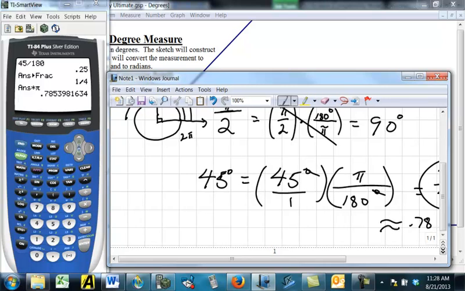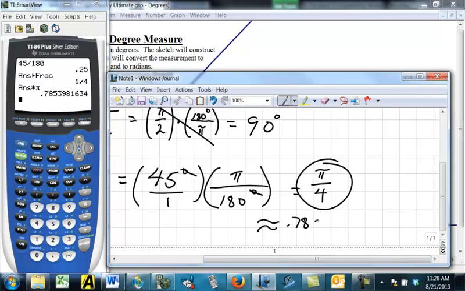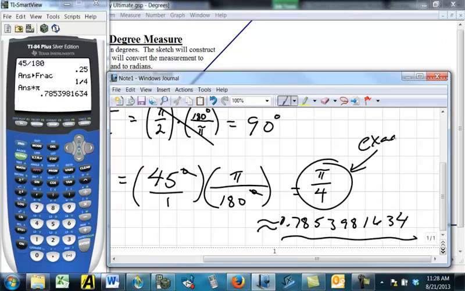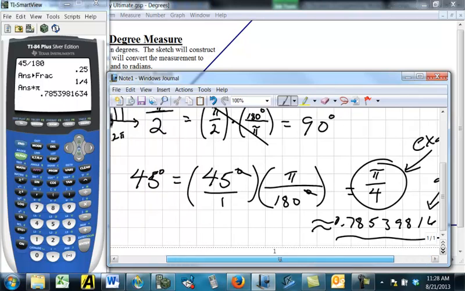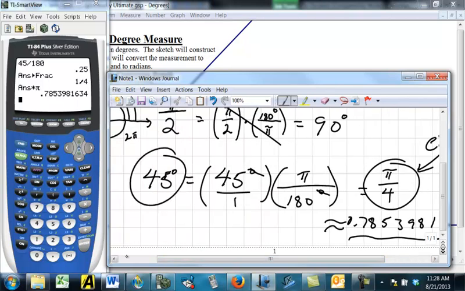Well, anyway, 0.785398634, as far as my calculator will go. This is an approximation. This is exact. This is approximate. Now, this is exact if this is exact. So if the original one is exactly 45 degrees, then the angle also is measured in pi over 4 exactly. Okay?